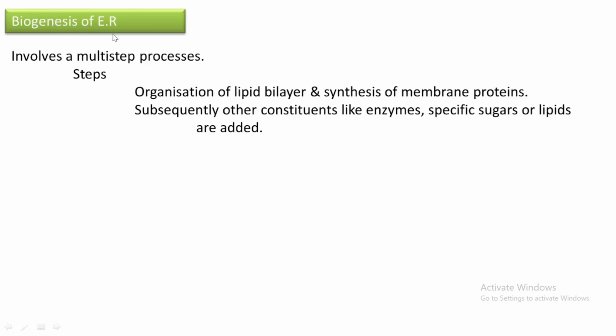Then biogenesis of endoplasmic reticulum. Biogenesis of endoplasmic reticulum is a multi-step process. The first lipid bilayer needs to be organized, and its component protein parts need to be synthesized. Along with that, its component enzymes, specific sugars, and lipids also need to be added. All of this is an elaborate multi-step process, and it takes place at a gradual pace.